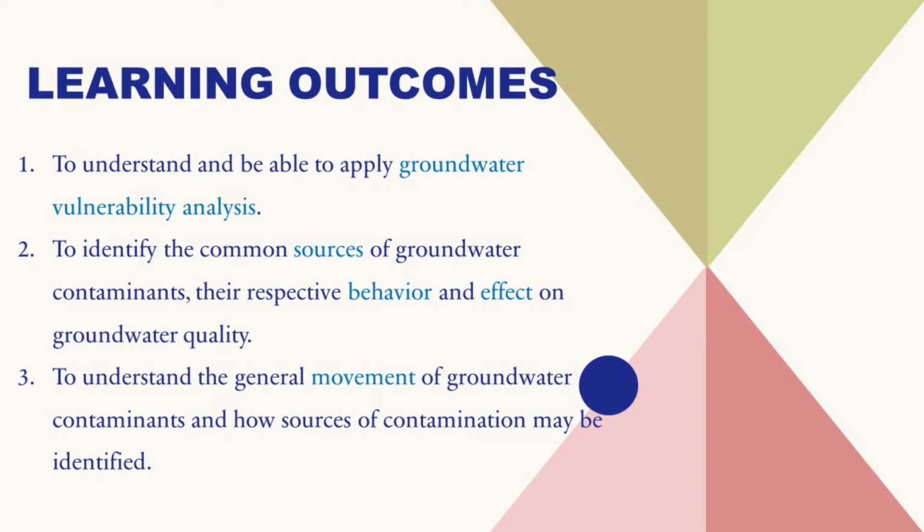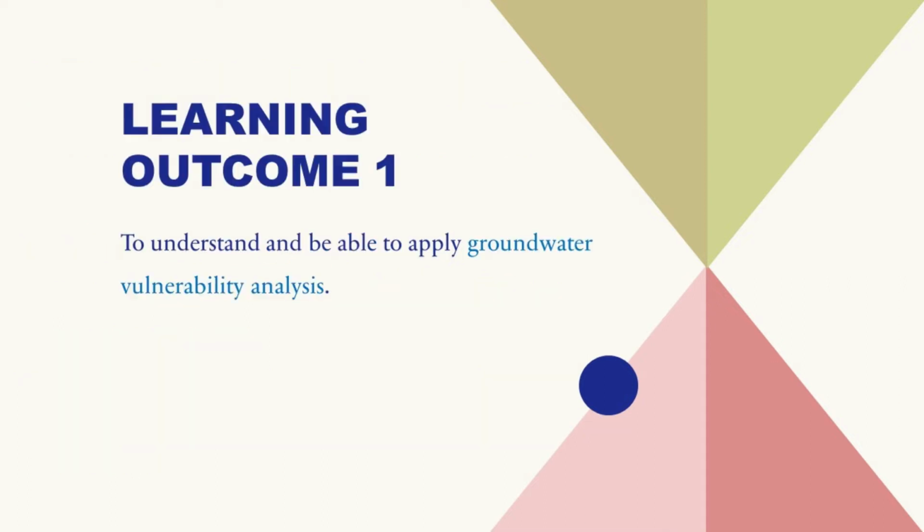For this topic, there are three learning outcomes. So there are three parts. First part, we are going to focus on the groundwater vulnerability analysis. And the second part, you are going to learn about the common sources of groundwater contaminants, their prospective behavior and effect on groundwater quality. And the last part is to understand the general movement of groundwater contaminants and how sources of contamination may be identified in real situations.